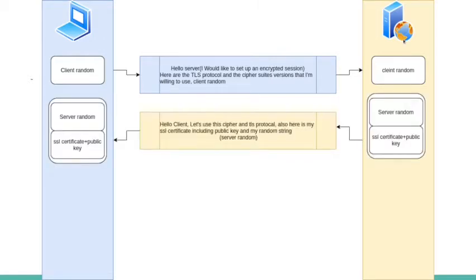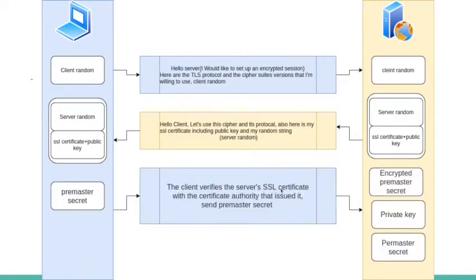The server will receive the client random and keep it, and then generate another random string, which is the server random. It will decide which TLS protocol and cipher suite algorithms to use, and then send a message to the client: Hello client, let's use this particular cipher and TLS protocol, and here is my SSL certificate including the public key and my random string. The client will receive the server random and the SSL certificate, and it will try to verify the server certificate with the certificate authority that issued it.